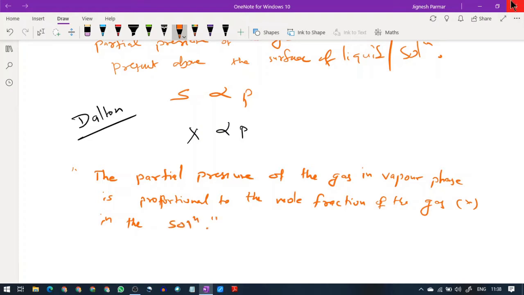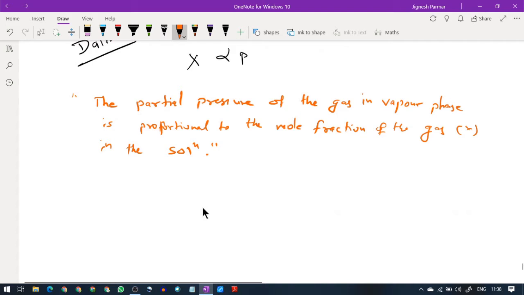Now let us write the mathematical form. The partial pressure p is directly proportional to x. To remove the proportionality sign, we put a constant, and this constant KH is called Henry's constant. This is different for all different gases, and even for the same gas it is different at different temperatures, which is evident in Table 2.2 in your textbook.